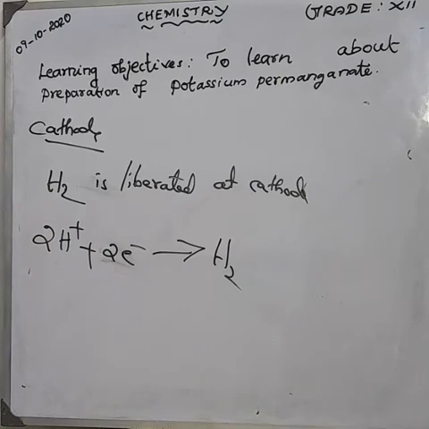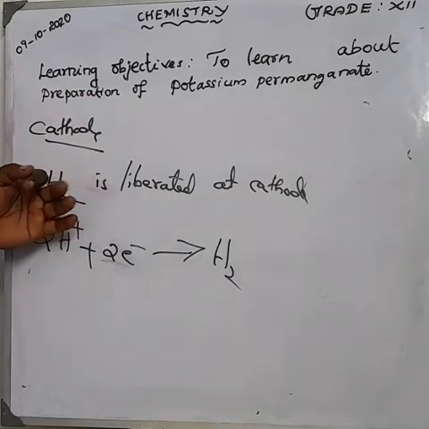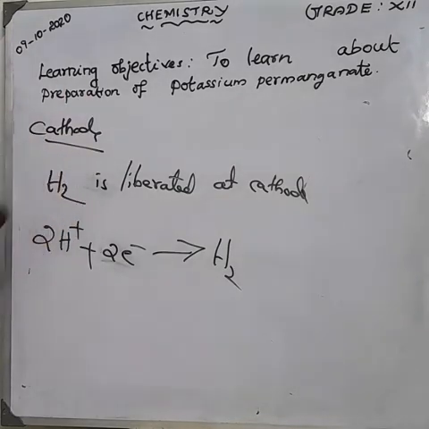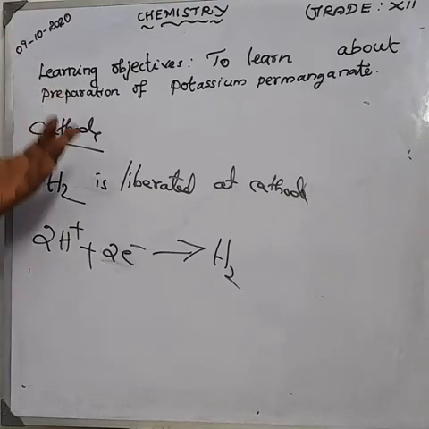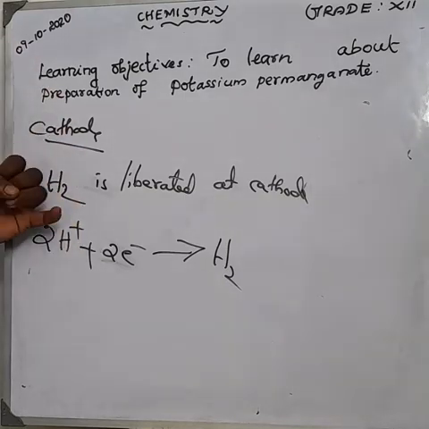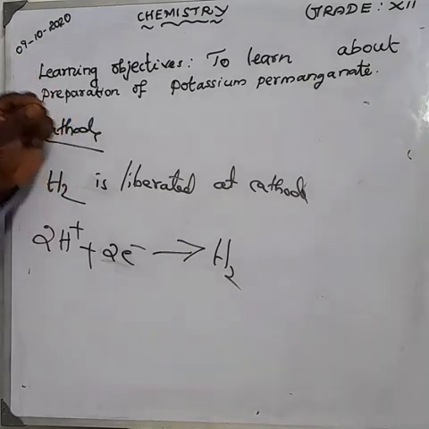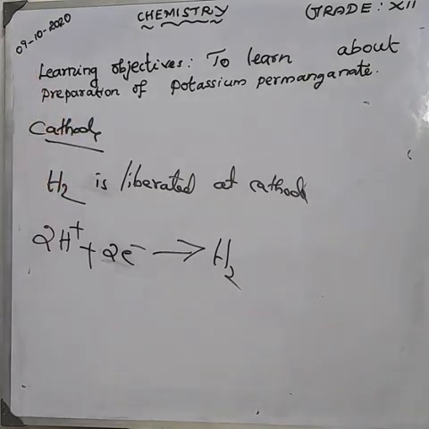At the cathode. Here, the purple color solution is concentrated by evaporation and forms crystals of potassium permanganate on cooling. This is the final step. This is about the potassium permanganate preparation reactions.